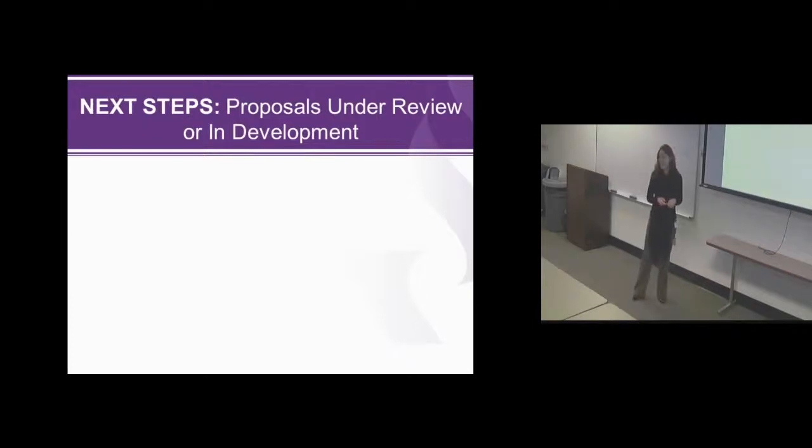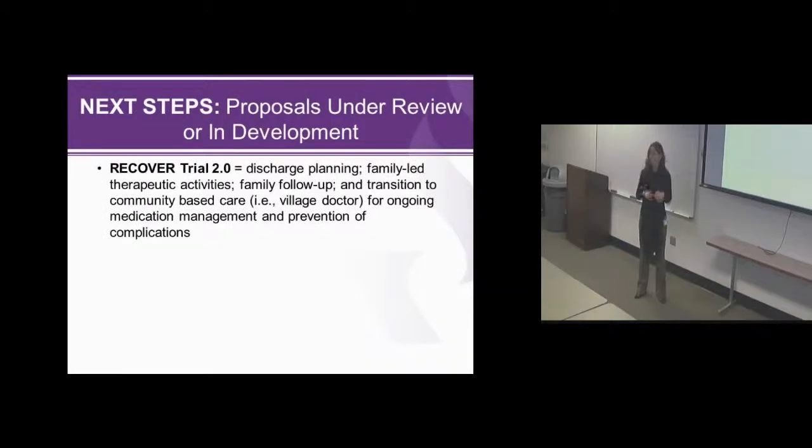And it got to be a really massive protocol, which of course can be quite scary without a lot of funding, because it would essentially entail a multi-component intervention addressing discharge planning, family-led therapeutic activities, follow-up with these families, the transition to community-based care. Who are we connecting these families to? And there was some work in the China Rural Health Initiative with village doctors, ongoing medication management, better understanding the formularies that are available for medications, and then the prevention of complications. So it is a very big systems perspective on how we would better address care from hospital to home, but definitely work that needs to be done.